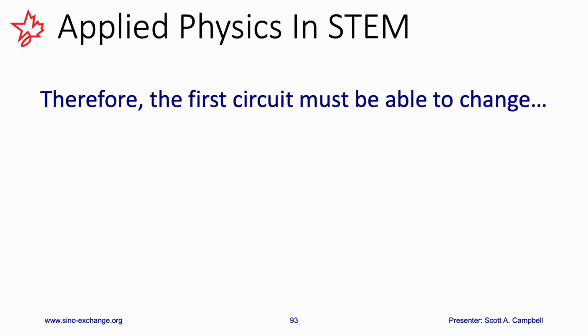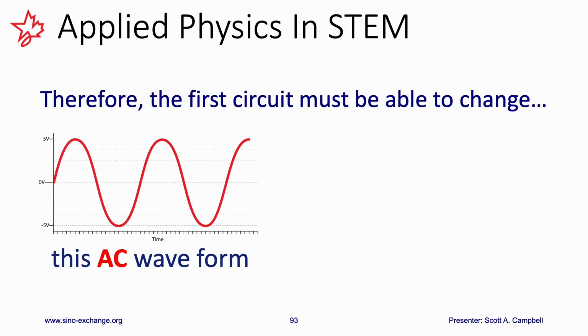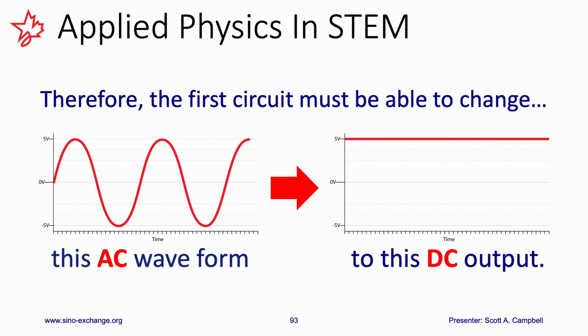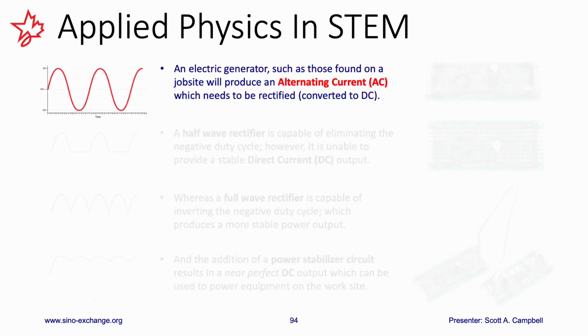Therefore, the first circuit needs to change an alternating current from an electric generator to a direct current which can be used to power the system's motor and winch control systems. Now, I'm not going to spend a lot of time explaining how or why the circuit works, but for reference, this concept is covered in depth in the electromagnetism unit of the IGCSE physics curriculum.